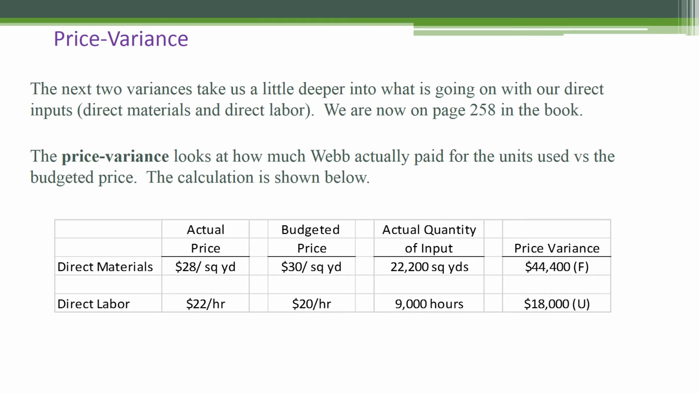Now, the price variance also looks at direct labor. If we look at our actual price, which was $22 an hour, and our budgeted price, which was $20 an hour, and the actual quantity of 9,000, we come up with an unfavorable variance of $18,000. This is the $2 difference between us paying a higher price than what we had budgeted for, times the actual quantity of input, which gives us the $18,000 unfavorable variance.